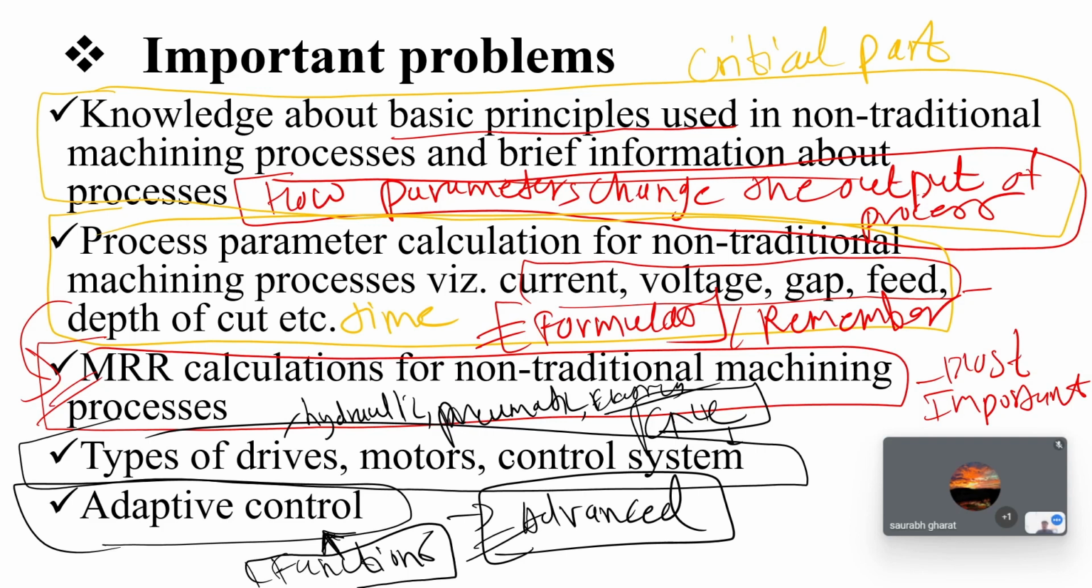And this is for the use of these functions. The functions, use of functions, adaptive control, how adaptive control works, types of drives, motors, and control systems, open loop, closed loop. That's it.